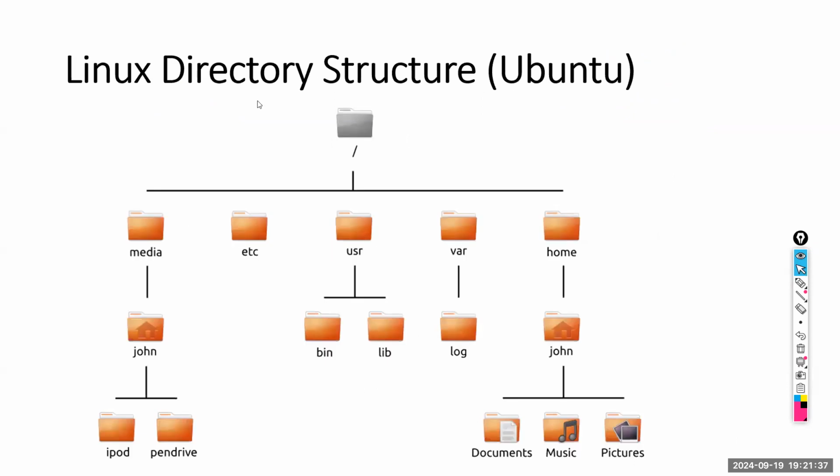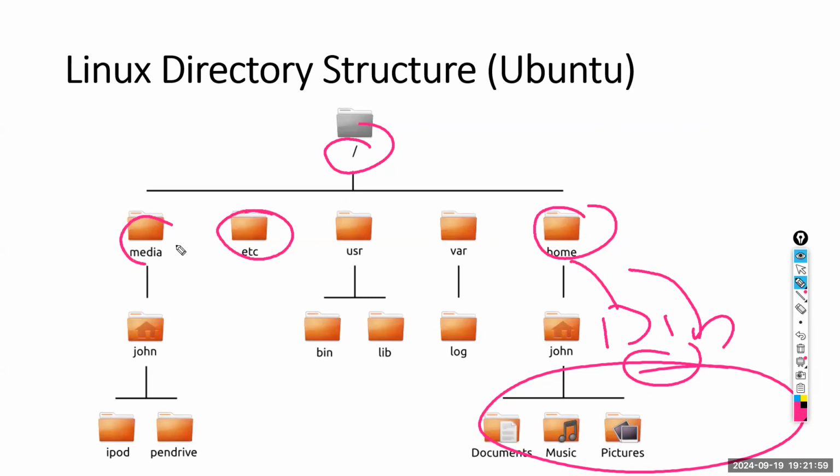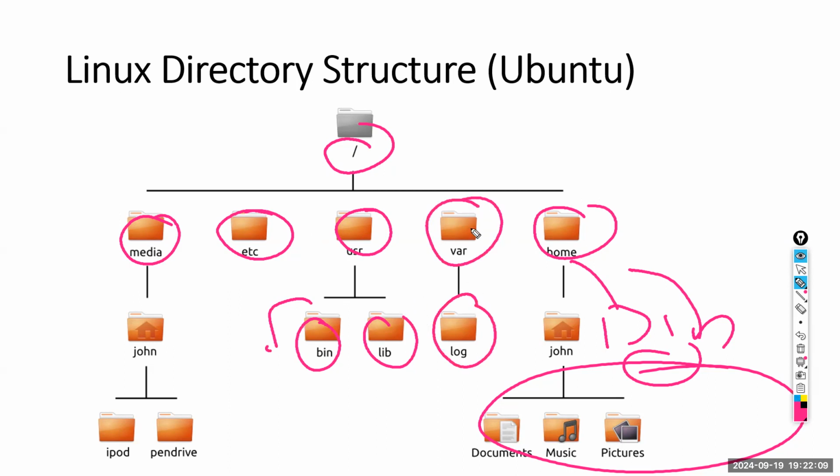Right. So this is the Linux directory structure, a typical directory structure. There's something called root. Under that, you have the home. Under home, for different users, you have the folders, which are individual folders. And then you have etc, media, usr. Under usr, you have the bin, lib, sbin. Under var, you have the log. So you must be familiar with these folders.